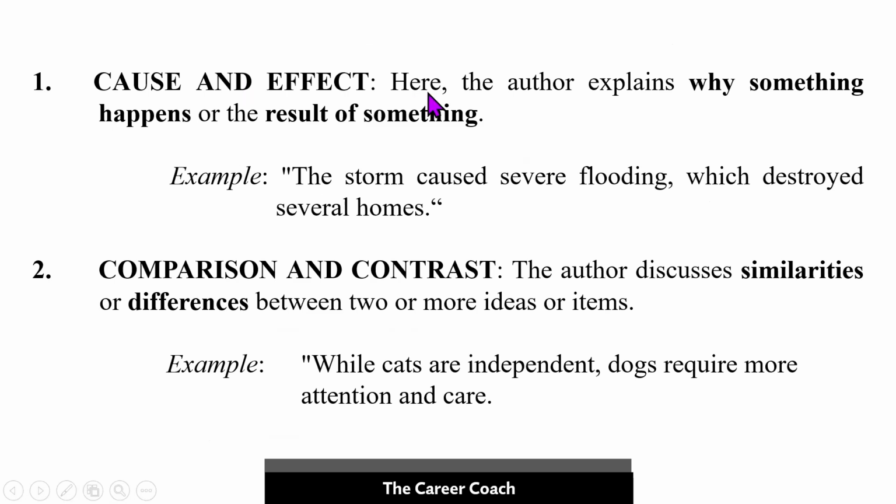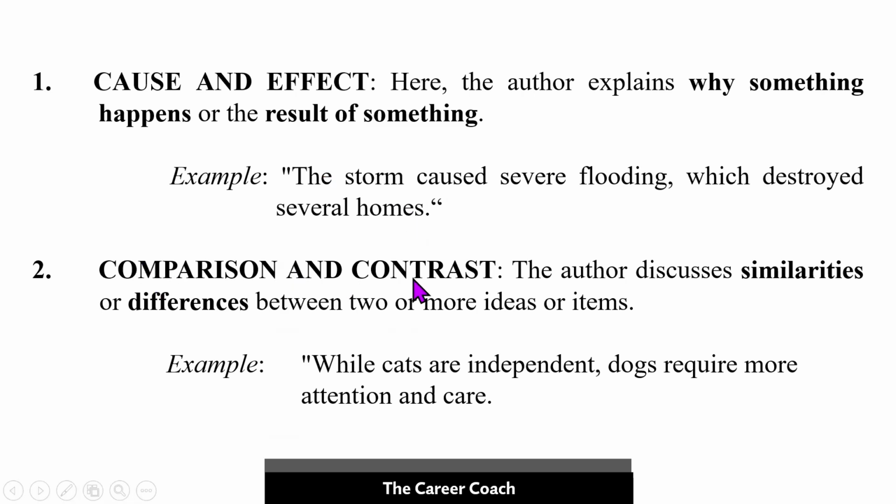Number 1, cause and effect. Here, the author explains why something happens or the result of something. For example, the storm caused severe flooding, which destroyed several homes. So you see, cause and effect.